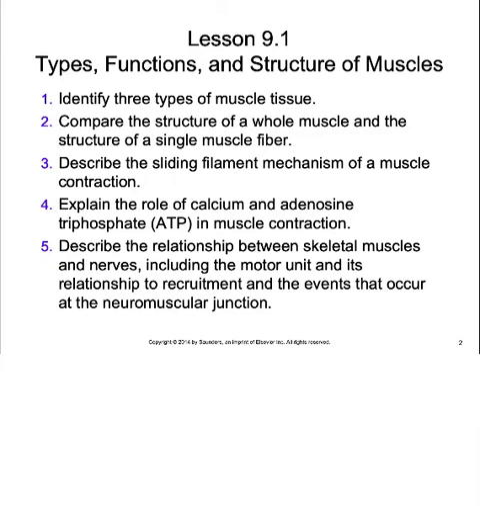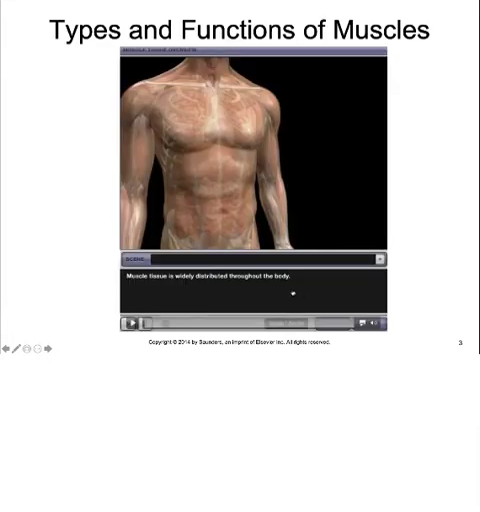We'll talk about the role of calcium and ATP in contraction, and describe the relationship between skeletal muscles and nerves, talk about motor units and their relationship to recruitment, and the events that occur at the neuromuscular junction. Okay? So first what we want to do is talk about muscle tissue in general.